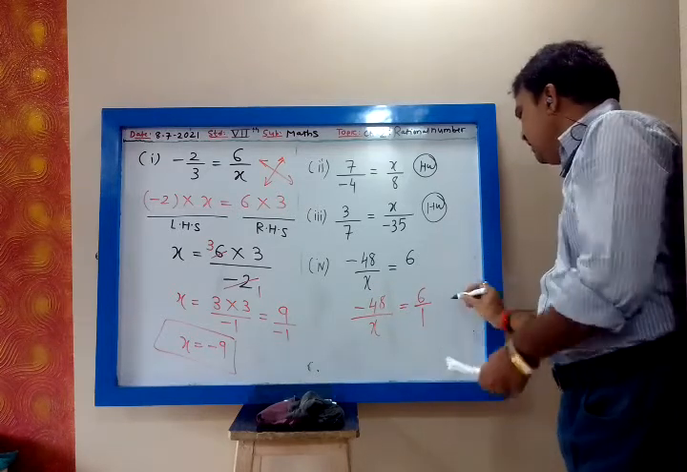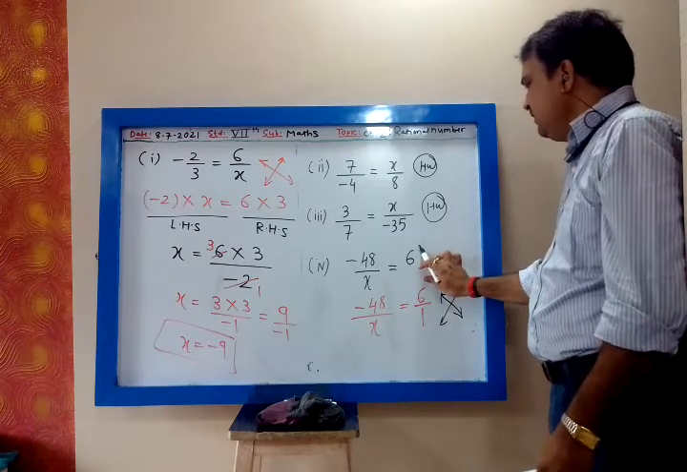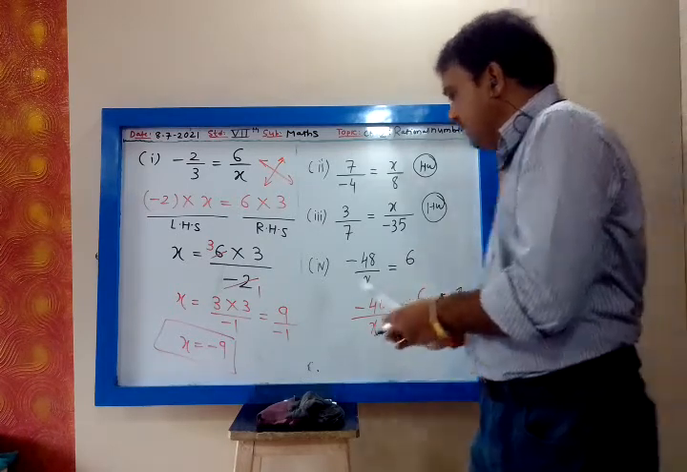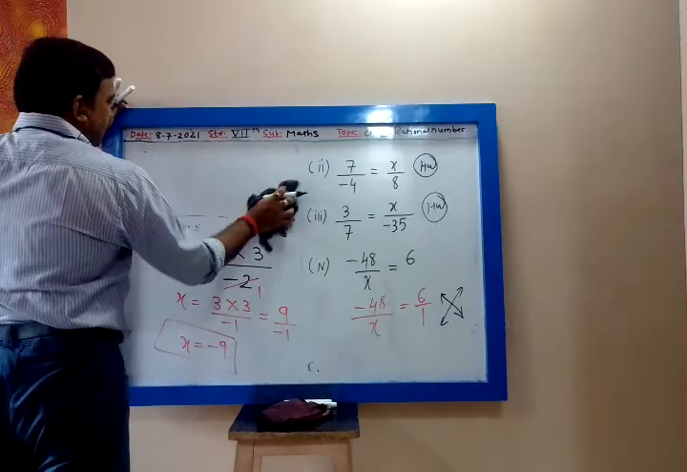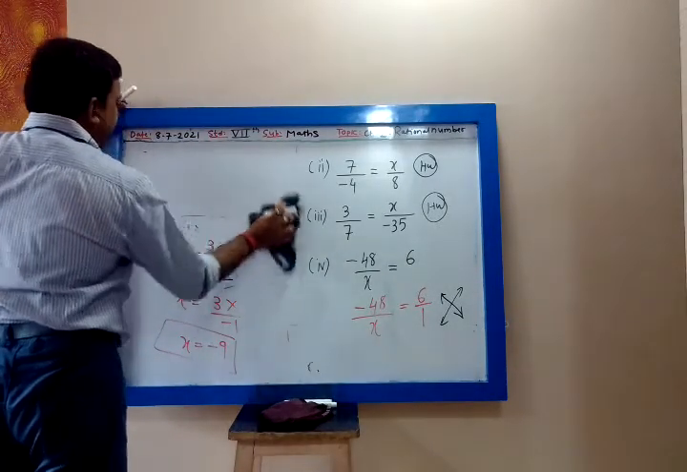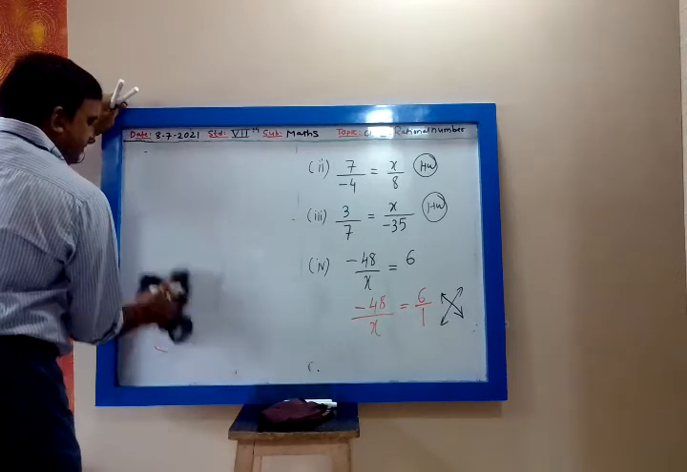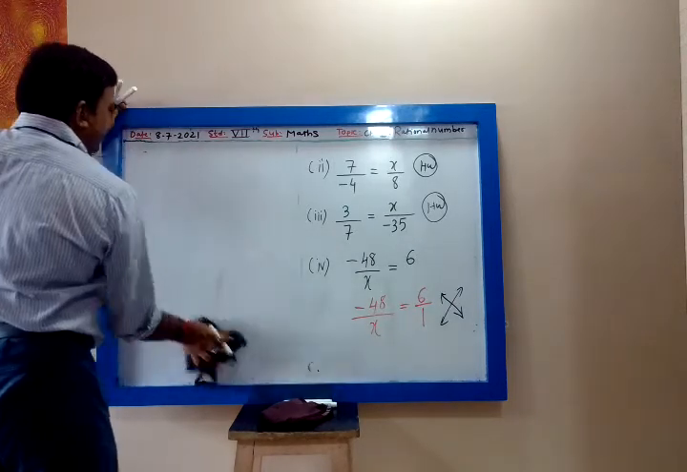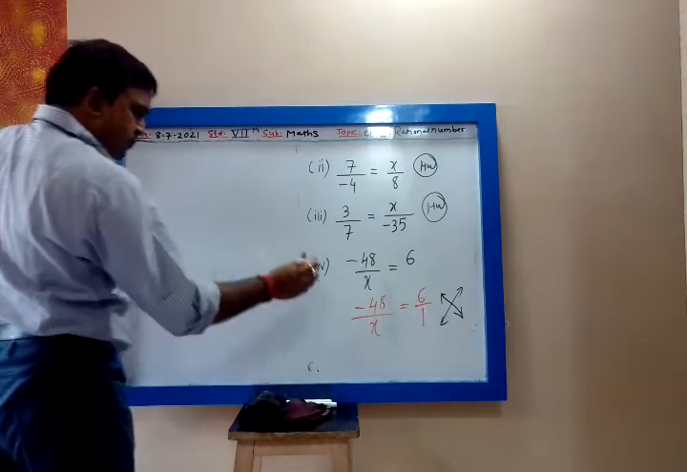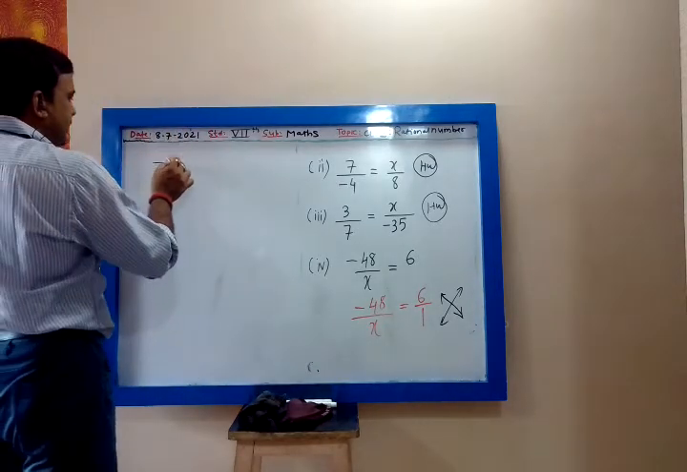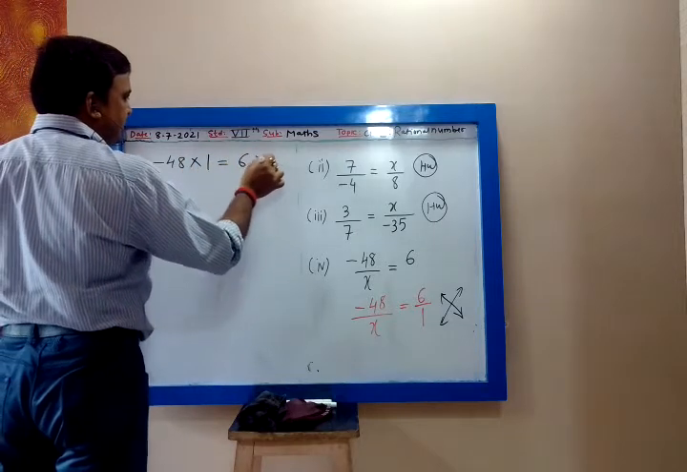So you have to cross multiply. Any integer can be written as a rational number by taking denominator 1. So 6 I can write as 6 upon 1. Both become rational numbers, and you have to cross multiply and simplify. So you will get minus 48 into 1 is equal to 6 into x.